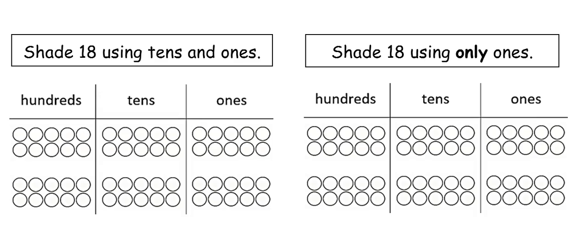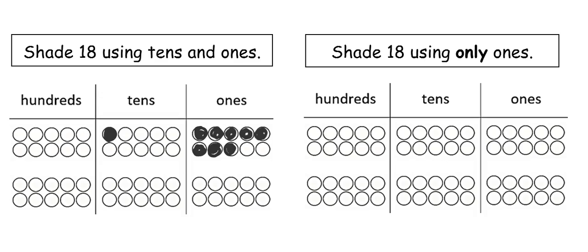In this first example, I'm going to shade in 18 using tens and ones on the place value chart. So the 8 in the 18 means that I have 8 ones. I'll shade in 8 of the discs in the ones place. The number 18 also has a 1 in the tens place, so I will shade in 1 disc in the tens column. So this is one way to represent 18: as 1 ten and 8 ones.